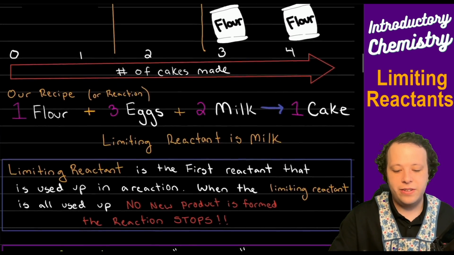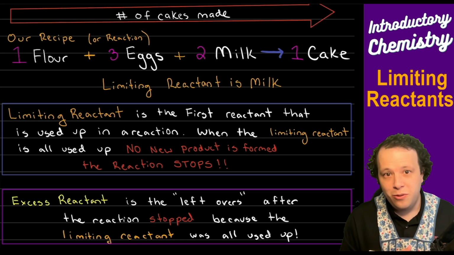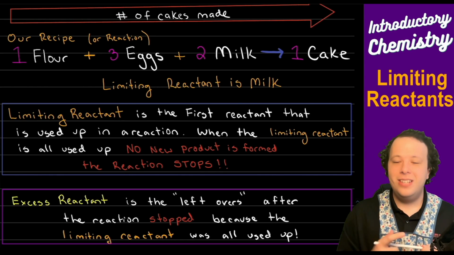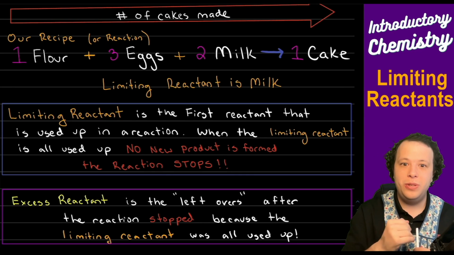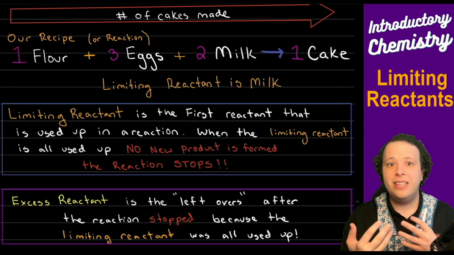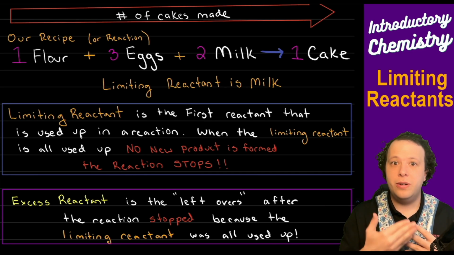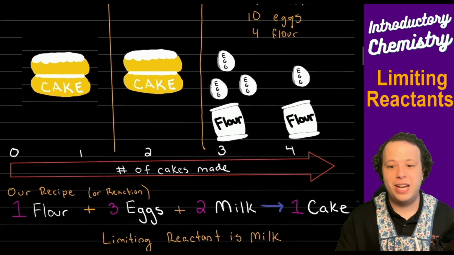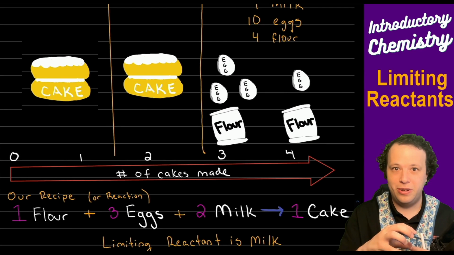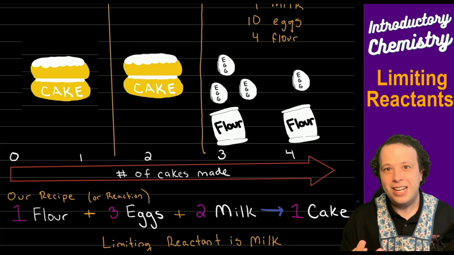Now, what other definitions are very crucial? The excess reactant is what is left over after the reaction has already stopped. So after we got to the second cake, the reaction stopped because we ran out of milk. Being that that completely stopped, that means the limiting reagent was all used up. Milk was gone. So we had excess or leftover amounts of flour and eggs. So in the end, we had an excess of 2 flour and an excess of 4 eggs as a result.